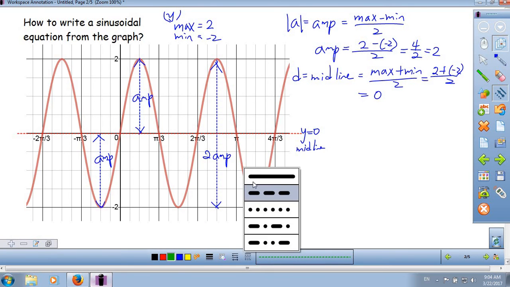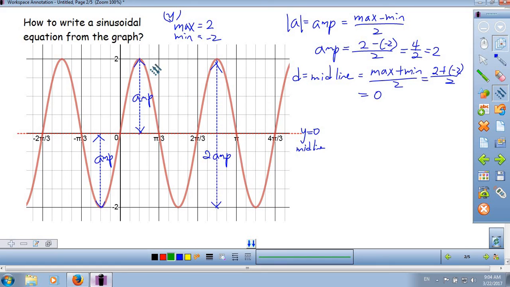There are several simple ways to identify the period. Period is how long it takes to complete one cycle, right? But how do you determine what's one cycle? Well, you count from peak to peak. The time it goes from peak to peak will give you the period.